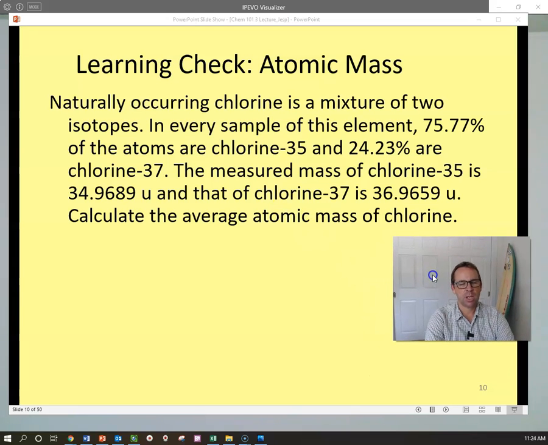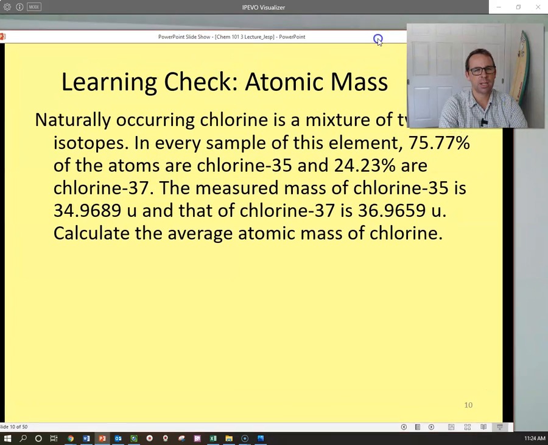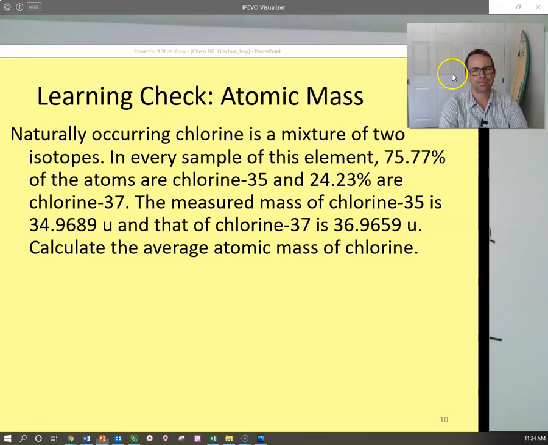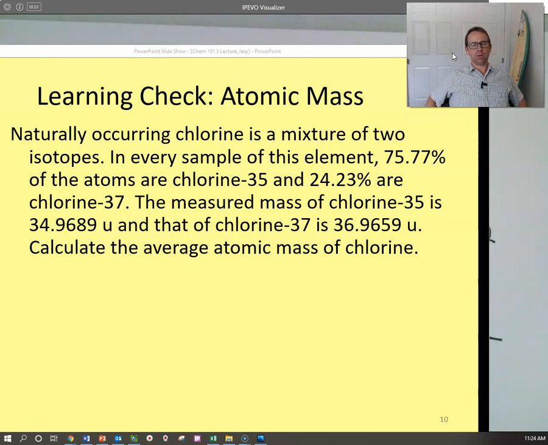Okay? We're going to spend some time trying to answer this one here, which is a little bit more complicated, has a little bit more information in it, so we need to talk more about it. In this problem, they tell us that naturally occurring chlorine is a mixture of two isotopes. It's chlorine 35 and chlorine 37. 75.77% of the atoms are chlorine 35, whereas 24.23% are chlorine 37. And the measured mass of chlorine 35 is 34.9689, and that of chlorine 37 is 36.9659. So we want to calculate the average atomic mass of a chlorine atom.